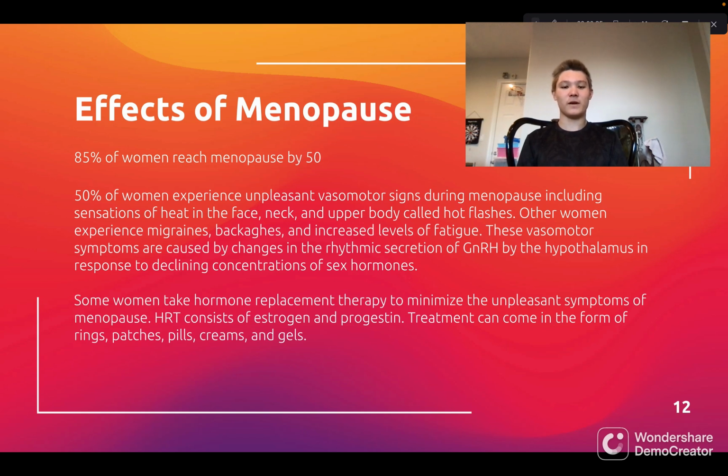To combat these side effects, some women take hormone replacement therapy, also known as HRT, to minimize the unpleasant symptoms of menopause. HRT consists of estrogen and progestin treatment, and treatment can come in forms of rings, patches, pills, creams, and gels.